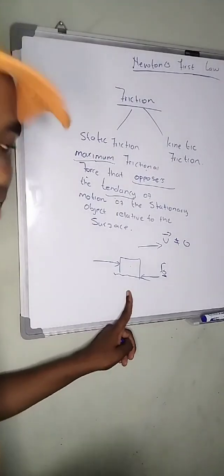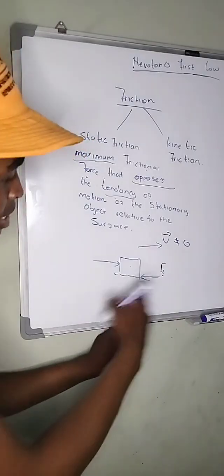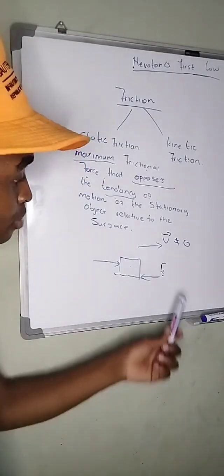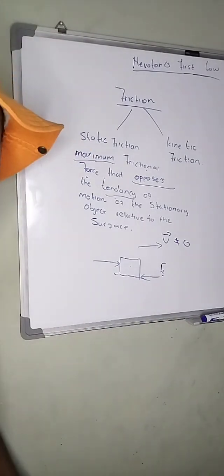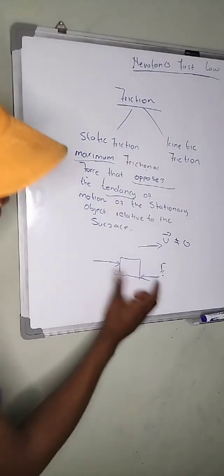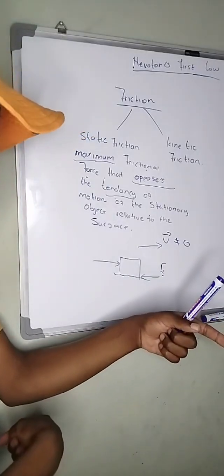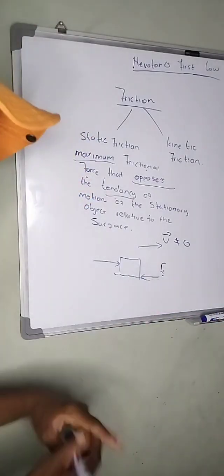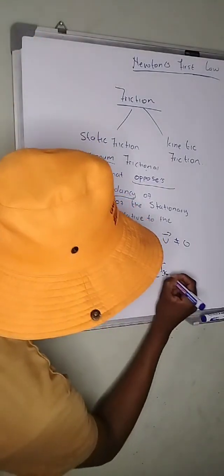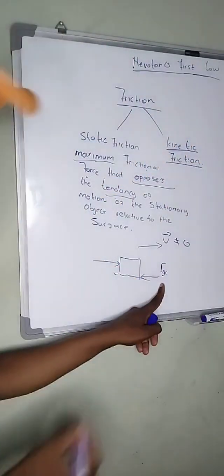But now, if this object moves with a certain velocity, what's going to be the type of friction that we are going to have there? If the Fs is overcome, the type of friction that we are going to experience there is going to be Fk. The Fk is the kinetic frictional force.